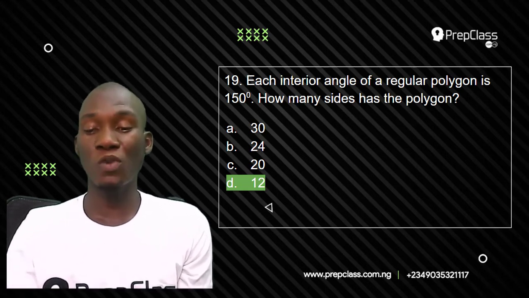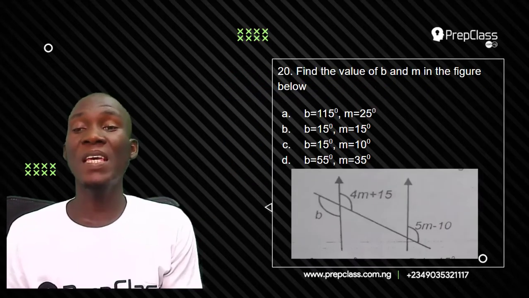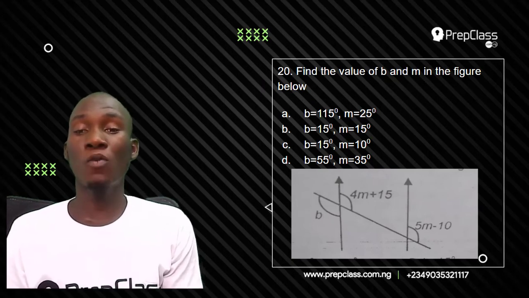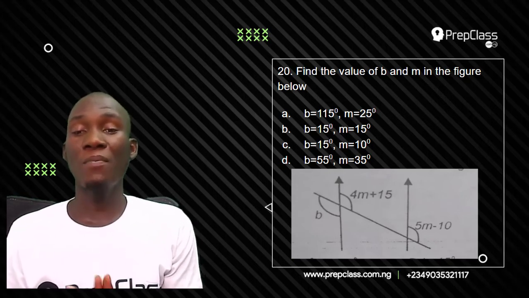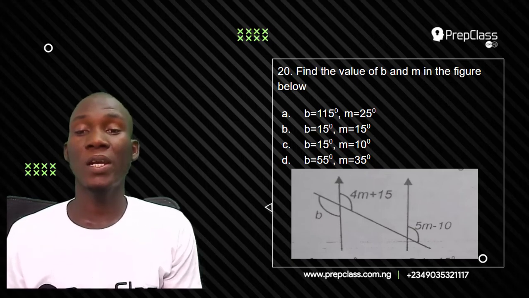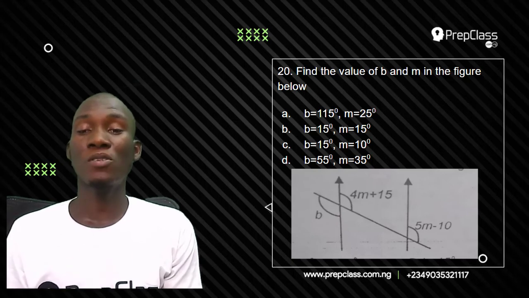Now we move to the last question for this video. Question number 20. Find the value of b and m in the figure below. We have the options. A. b equals 115 degrees, m equals 25 degrees. B. b equals 15 degrees, m equals 15 degrees. C. b equals 15 degrees, m equals 10 degrees. D. b equals 55 degrees, m equals 35 degrees.